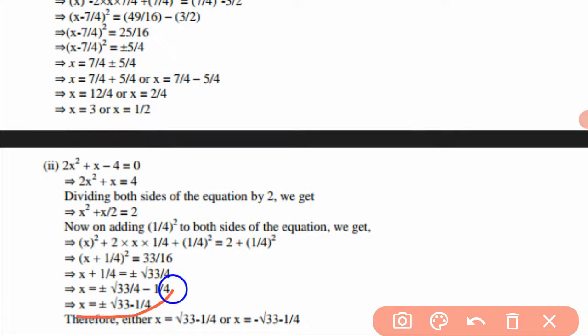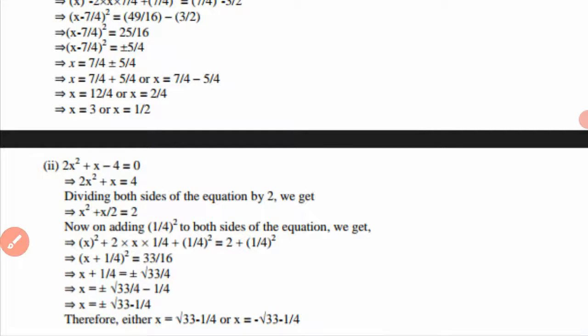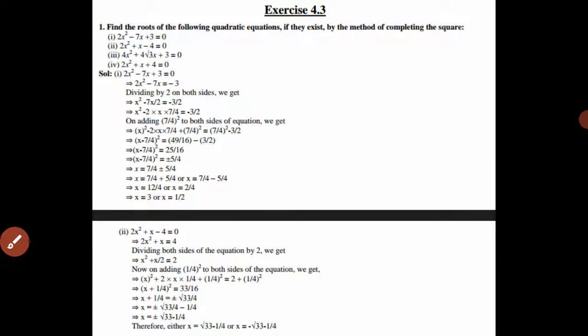So here also, solving for the value of x, it will be equals to under root 33 minus 1 upon 4, or we can say it is equals to minus under root 33 minus 1 upon 4. Now after this, the remaining part you can try yourself.